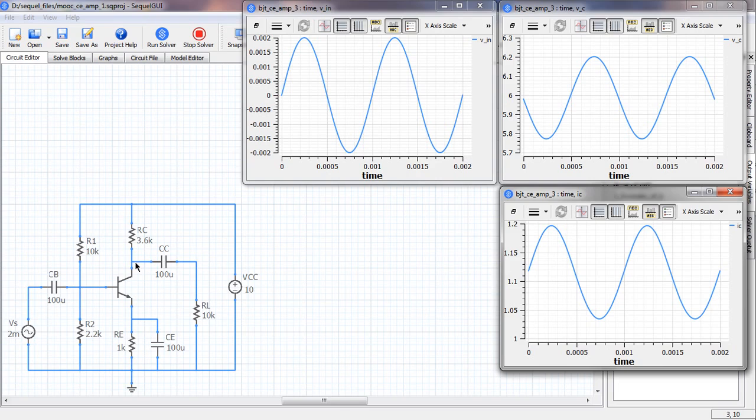Also, we expect the gain to be negative, that is this voltage divided by this voltage, the signal part is negative, and that means we expect Vc to be out of phase with the input voltage, and that is indeed what we see. This is the input voltage and that is the collector voltage. So definitely they are out of phase. When this increases, that decreases, and so on.